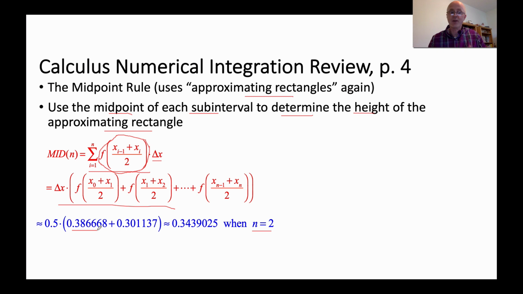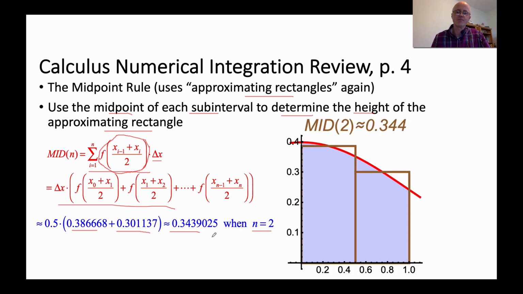This right here is f of 0.25. This is f of 0.75. 0.25 is halfway between 0 and 0.5. It's the midpoint of the first interval. 0.75 is halfway between 0.5 and 1. It's the midpoint of the second subinterval. In the end, you get about 0.3439025.